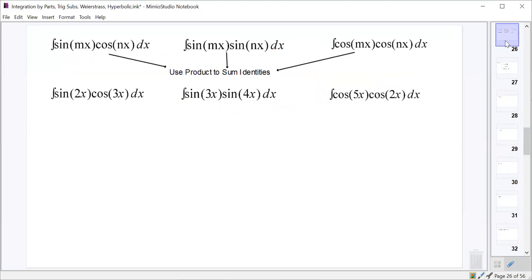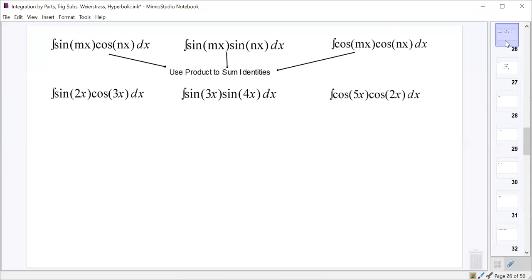Sometimes we might end up with something like the sine of mx cosine of nx or sine mx sine nx, and so on. For these ones, there's usually an easy way to do them, which is using the product to sum identities. You can also do integration by parts on some of these, and they work out just fine. I think I had one on the homework last night that you could use integration by parts to solve.